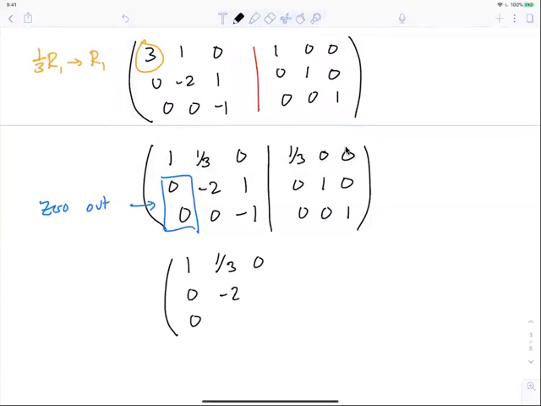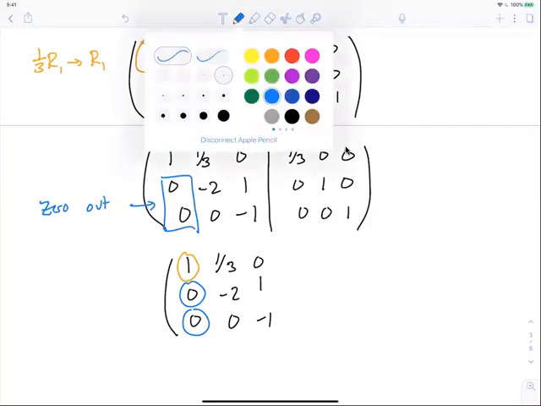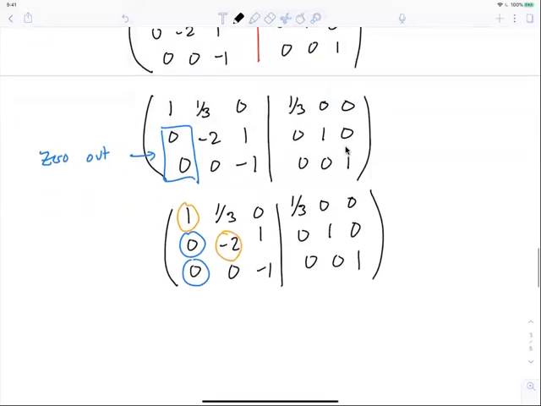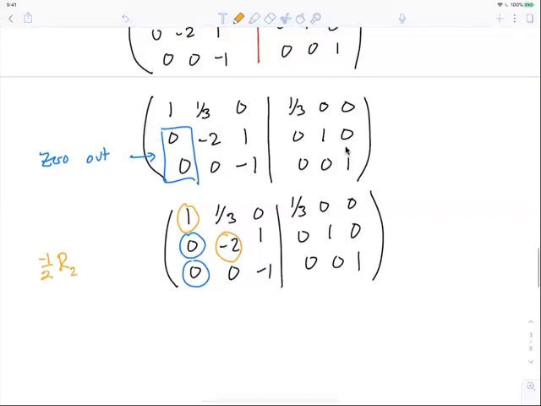So we already have the identity matrix in the first column right here. But now we're going to go to the second column. So we're going to have to scale that guy. So to do that, we're going to multiply by minus 1/2 row 2 and put it in row 2.